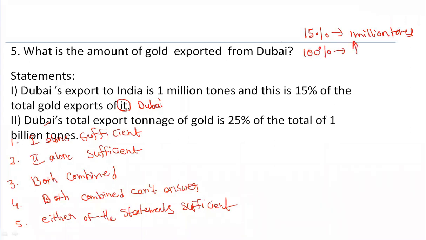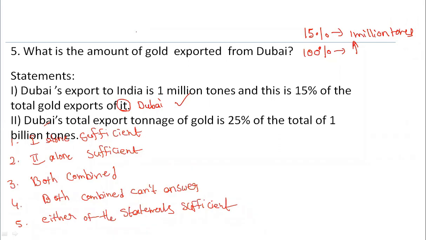Yes, we can find out what 100 percentage is, but don't find out the answer, guys. Just understand, can we solve the question or not? Yes, we can solve the question. That means we can answer the question with respect to the first statement alone. I'm reiterating the explanation once again. Dubai is exporting 1 million tons to India. That is 15%. 15% of what? 15% of total gold exports of it.